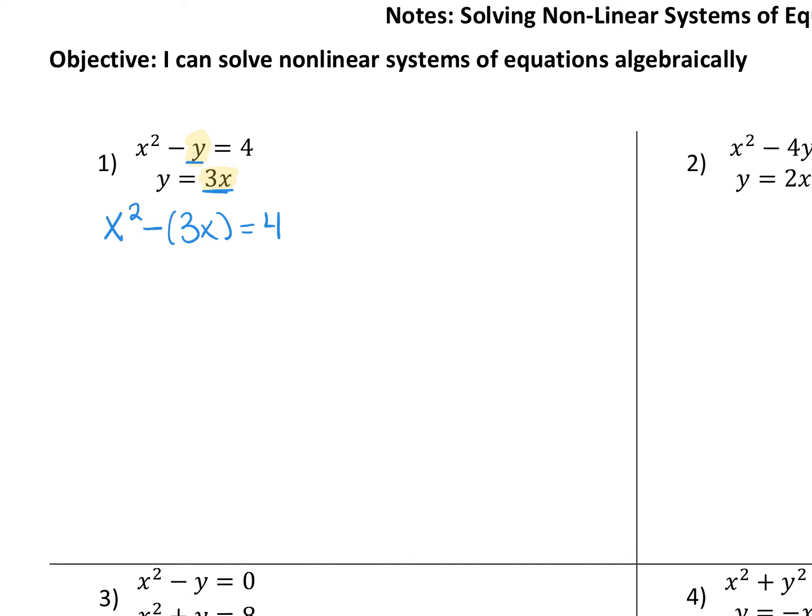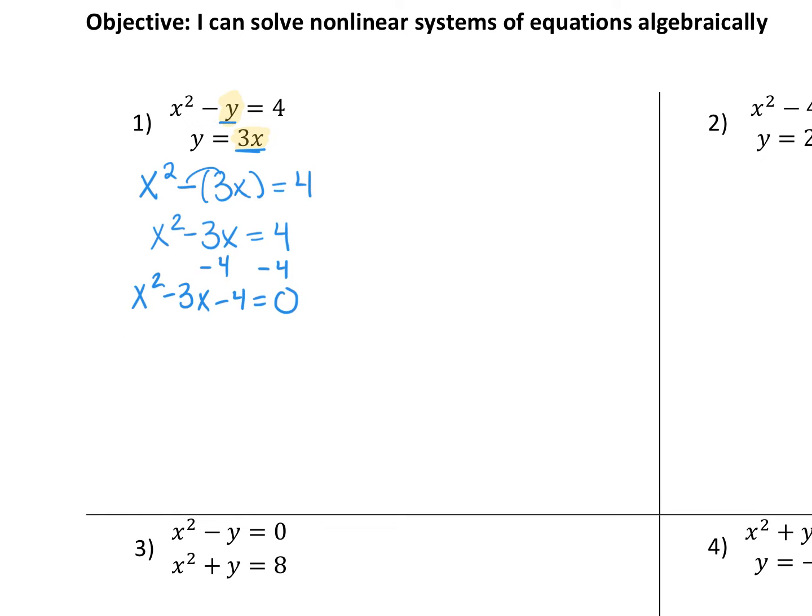replacing y with 3x. Now distributing that negative into the 3x, I'm going to have x squared minus 3x equals 4. Now, since this is a quadratic equation, I want it equal to 0, so that way I can solve. So I'm going to end up with x squared minus 3x minus 4 equals 0. Now, in order to factor this, since it's a trinomial, I'm going to think about what multiplies to negative 4 and adds to negative 3. And so what multiplies to negative 4 and adds to negative 3 is negative 4 and positive 1.